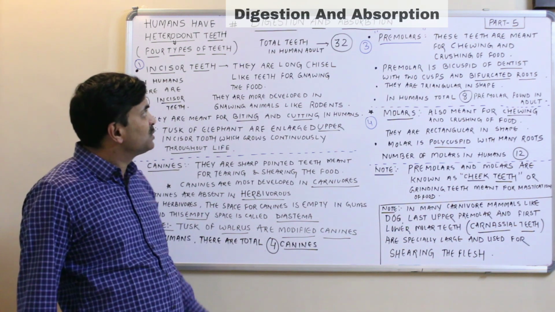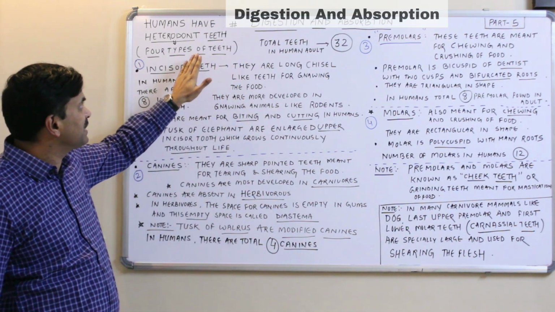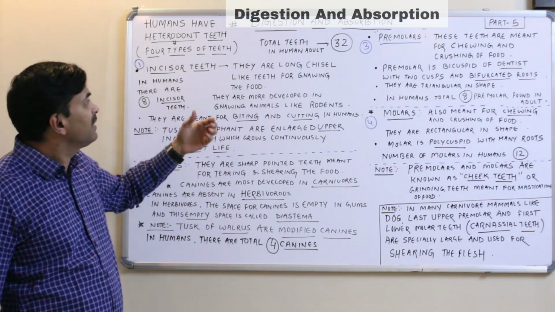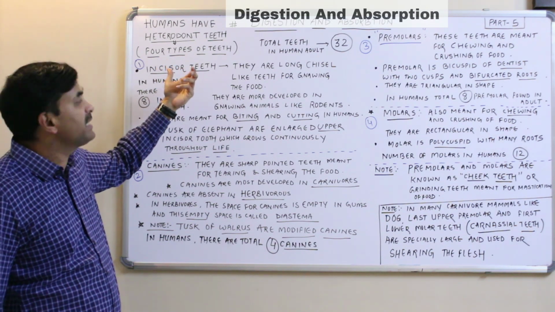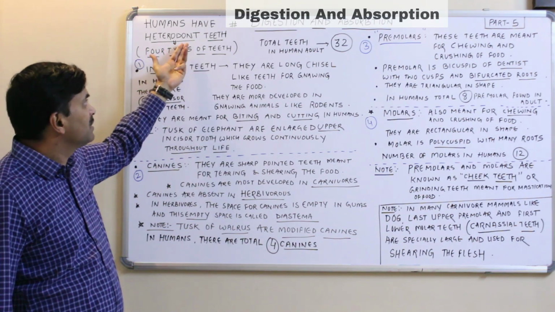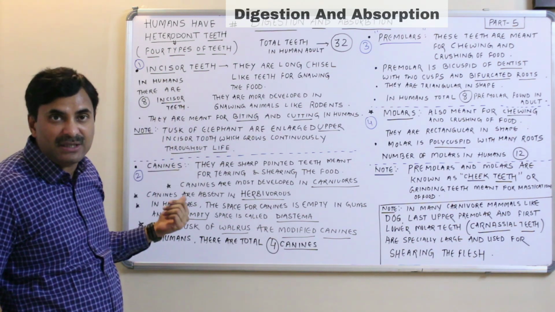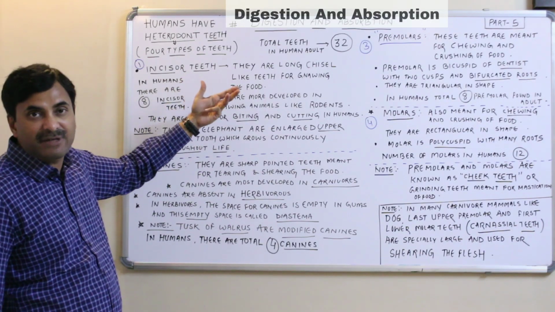Hello to all. Today we are going to discuss the various types of teeth found in human beings. As we know, the terminology used for human teeth is heterodont. Hetero means different. It means we have different types of teeth. We have 4 types of teeth, and in this video we will be dealing with that.